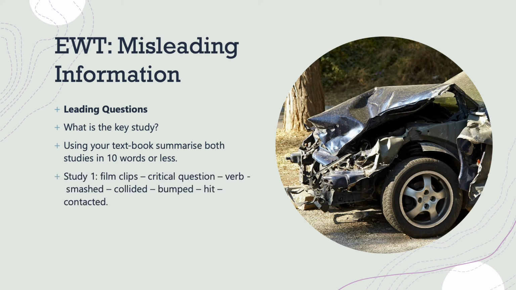Okay, study 1. Participants were shown 7 film clips. Then they were asked a questionnaire, which had a critical question. Obviously, participants didn't know it was the critical question. But what Loftus and Palmer did is they changed the verb in each of these critical questions depending on which group the participants were in. And the verbs were smashed, collided, bumped, hit, contacted, and in that order, basically smashed had the highest speed estimates and contacted had the lowest speed estimates, which shows that leading questions do have an effect on how eyewitnesses recall information.